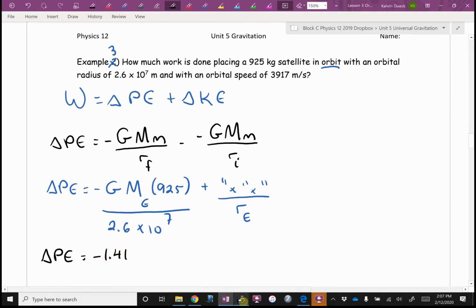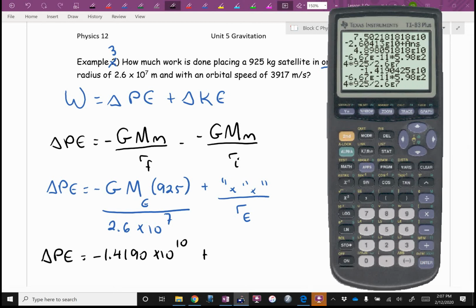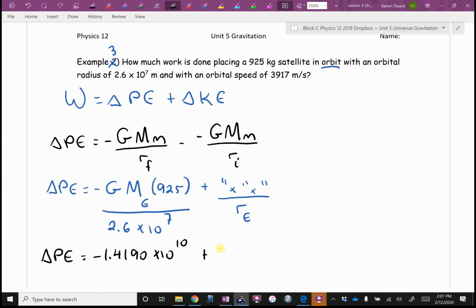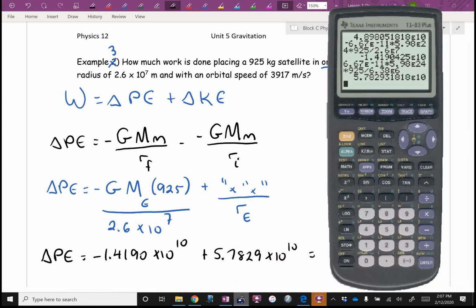Negative 1.419 times 10 to the 10th plus, backspace, delete the negative. And then on the bottom, instead of 2.6 times 10 to the 7th, 6.38 times 10 to the 6th. Positive 5.7829 times 10 to the 10th. Negative 1.419 times 10 to the 10th plus answer button. And I get 4.3639 times 10 to the 10th. Is that right, folks? People nodding?